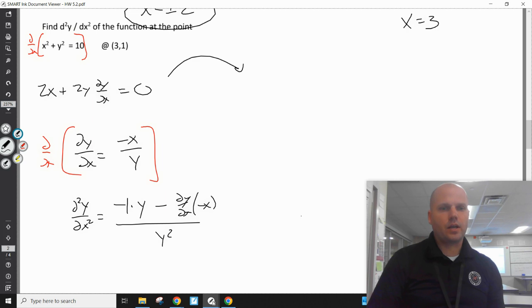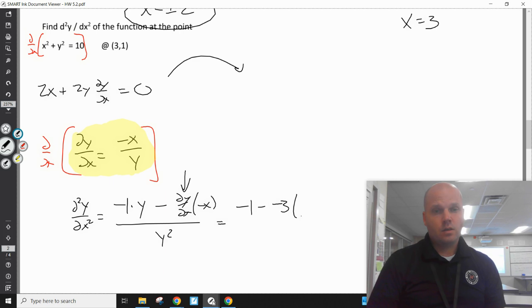And you have to understand that we want a numerical value. So if you plug in 3, 1, you're like, what the heck is dy dx? Guys, you know what dy dx is equal to. We talked about this in class. It's right there. So you can replace it with either negative x over y, or you can replace it with 3, 1. So I get negative 1 minus negative 3 times another negative 3 over 1. So it's negative 1 minus 9, which is negative 10.